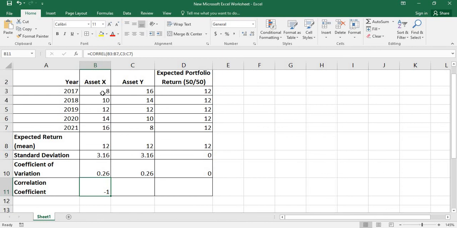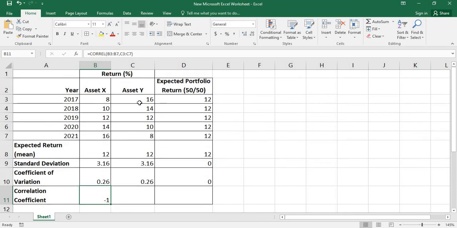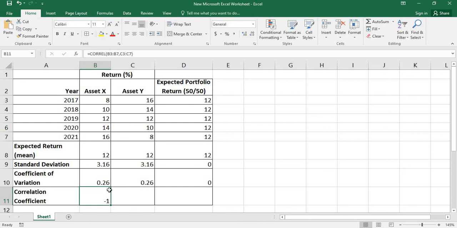So this indicates there is a perfectly negative correlation between the returns of asset X and returns of asset Y, and this is why the standard deviation of the portfolio is 0, and coefficient of variation of the portfolio is also 0. So that's all about this lecture. See you later.